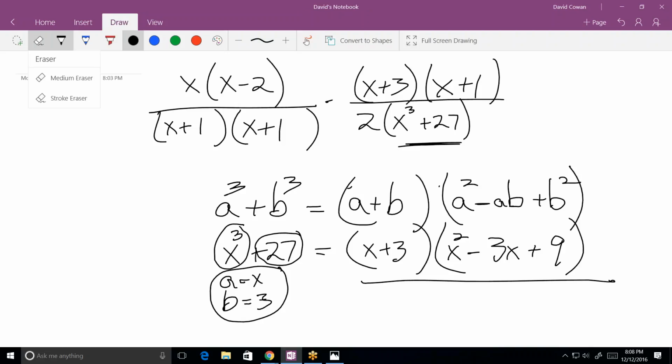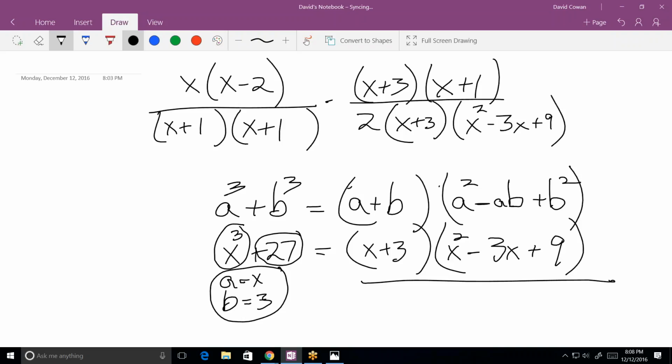All right, and I'm just going to do it like this so I don't have to rewrite everything. So here I'm going to put x plus 3 times this quadratic. And incidentally, this quadratic can never be factored easily. When it comes from sum of perfect cubes, don't even bother trying to factor that. It will never factor.